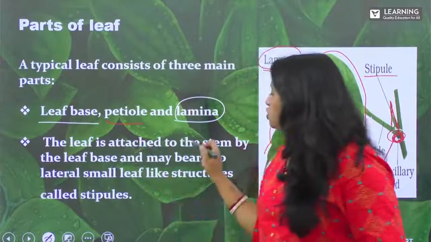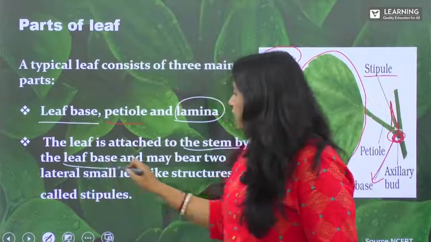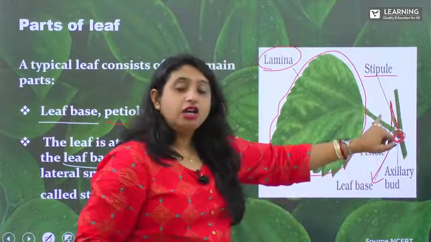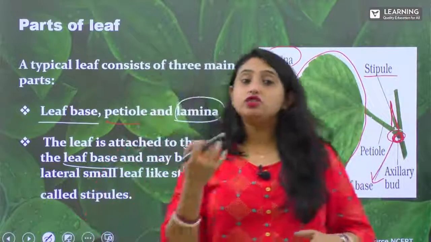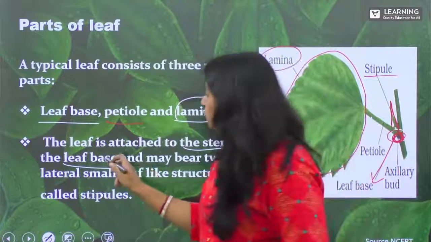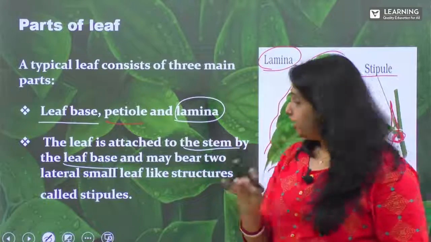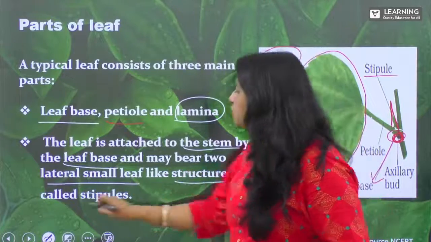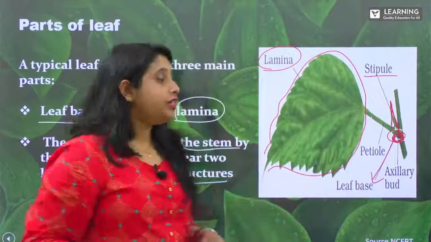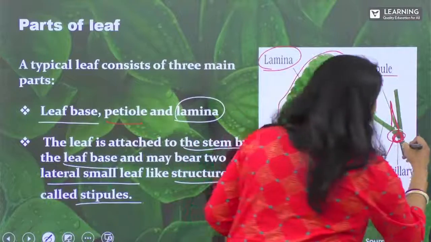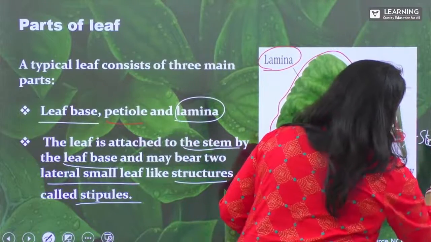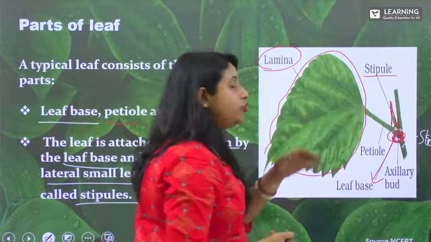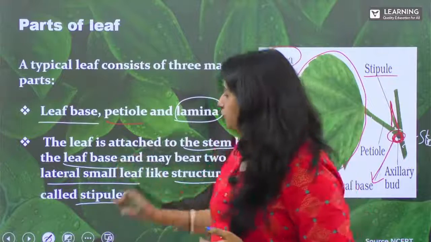Now the leaf is attached to the stem by the leaf base. Yes, the leaf is attached obviously with the help of the leaf base, right? And it may bear two lateral small leaf-like structures called stipules. As you have seen, it is attached to the stem. So this is your stem, right? It is attached to the stem and it bears the small structure, which we call the stipule, right?